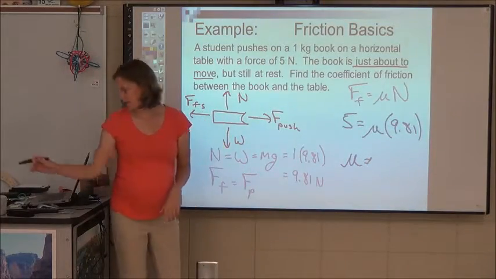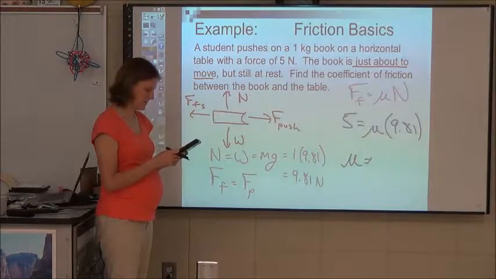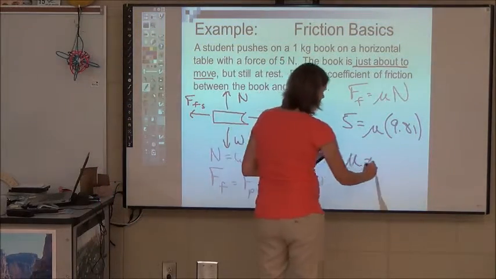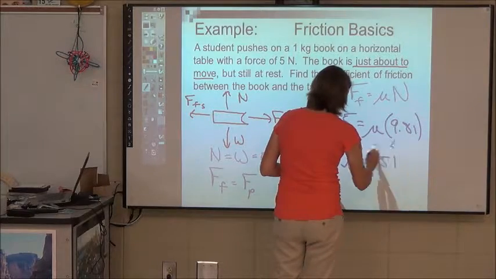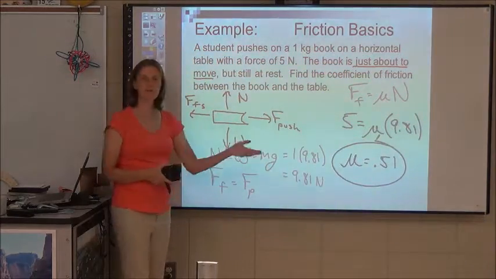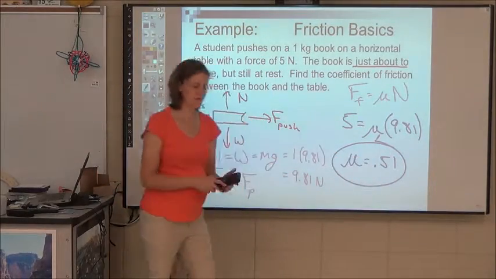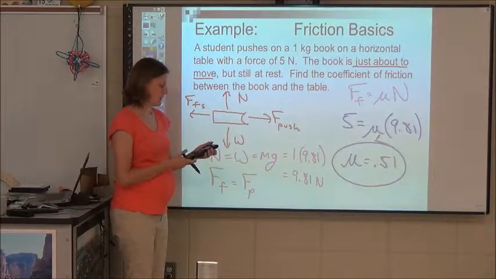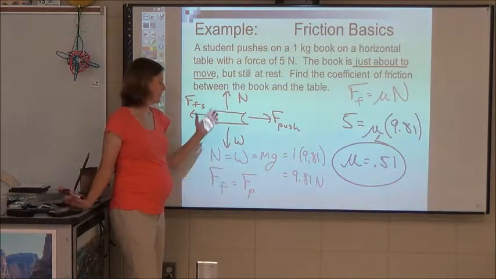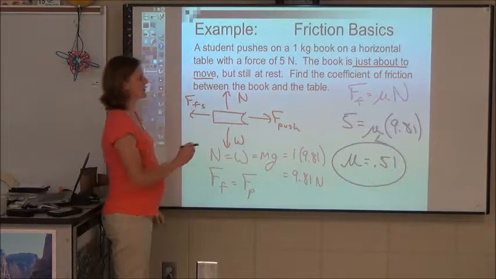Just divide, and we're done. 0.51. And that's also a decent clue that we're correct, is that it is a decimal. Usually the coefficient of friction is going to be a decimal. All right, so there's a basic friction problem. Again, my free body diagram helped me know that some forces were equal, so I could plug into that friction equation.